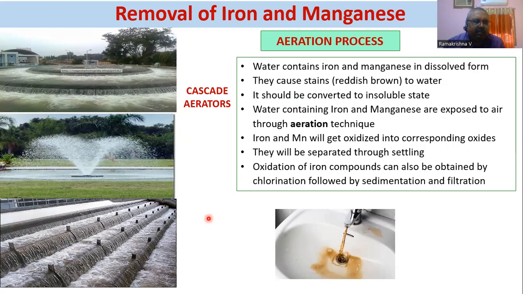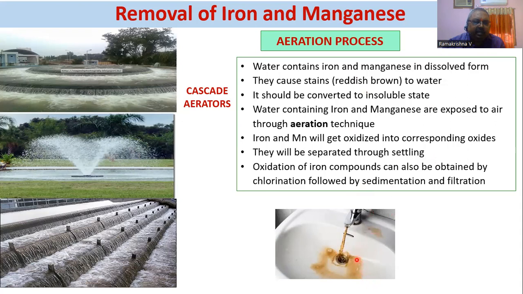When iron and manganese bearing water is exposed to air, they will get oxidized to their corresponding oxides. In the oxide form, they will be in an insoluble state. So they will be easily removed when they undergo settling in the subsequent stages. Oxidation of iron compounds can also be obtained by chlorination followed by sedimentation and filtration.